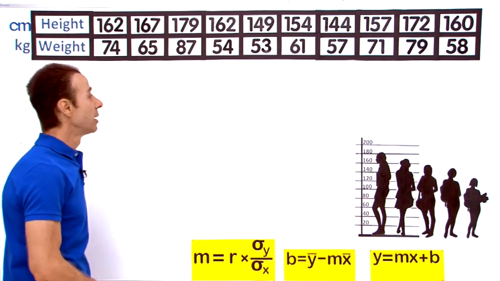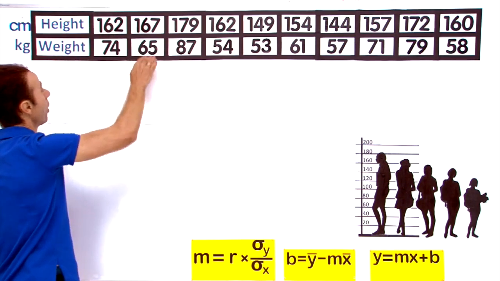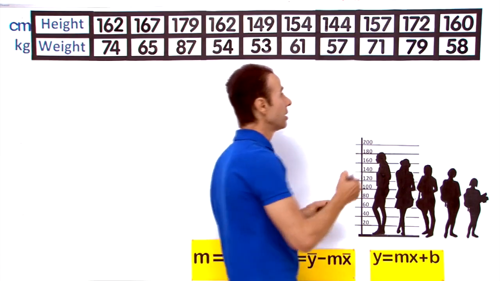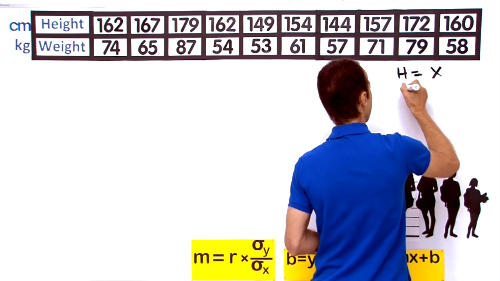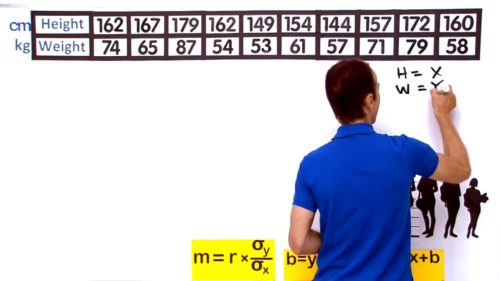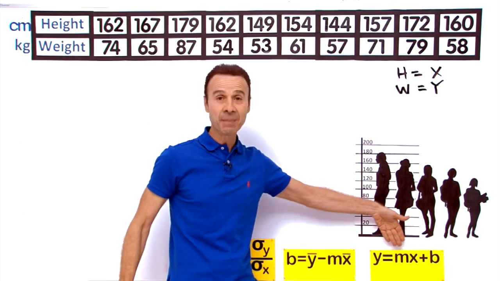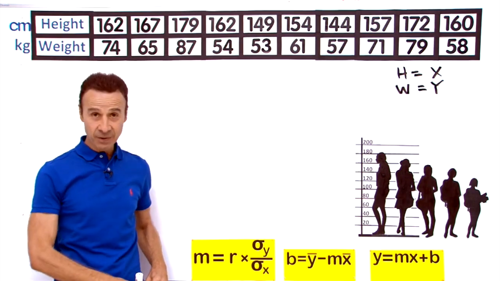Let's call the height x and the weight y. So let me just write it down here. Height is equal to x, and the weight, we'll call it y. So we can work with both of them because we're all familiar with this format, y equals mx plus b, and then we'll change it back into height and weight. That way it's easy to follow.